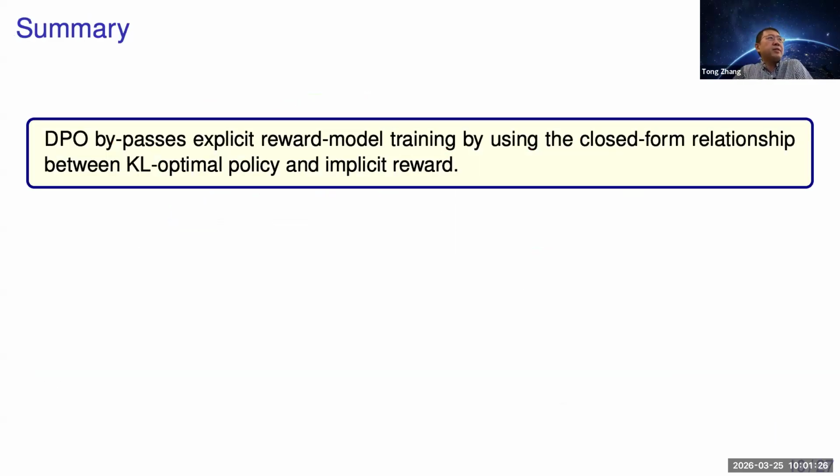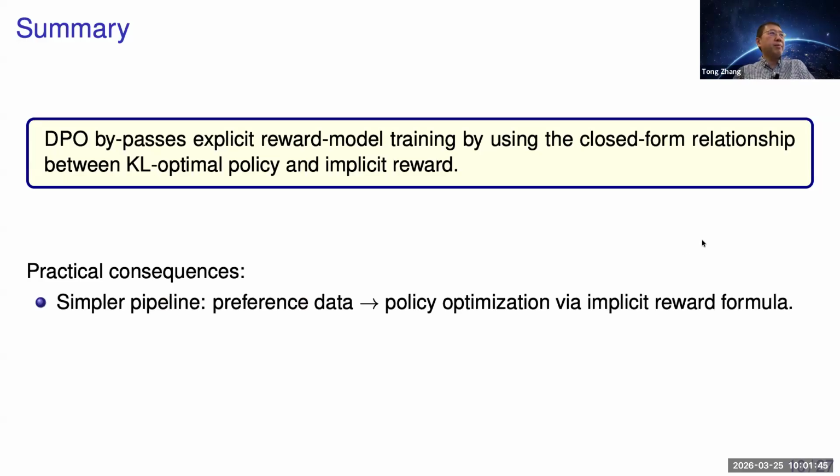Summary: DPO bypasses explicit reward model training by using the closed-form relationship between the KL-optimal policy and the implicit reward. And this is key: you do not need a reward model. That makes things a lot easier and quicker to implement. The practical consequence is a much simpler pipeline. It's a supervised learning pipeline, not a reinforcement learning pipeline. It turns a reinforcement learning problem, by using this implicit reward, into supervised learning.